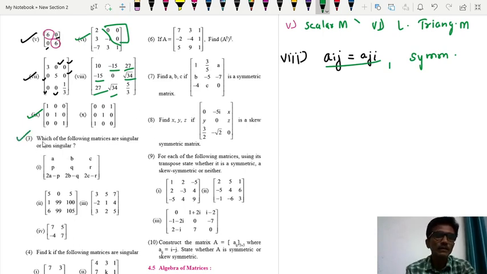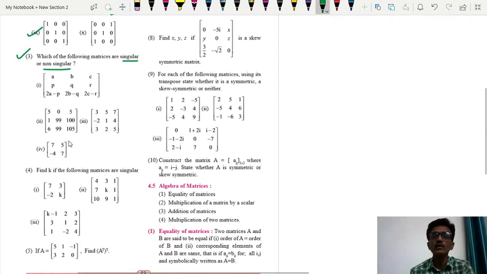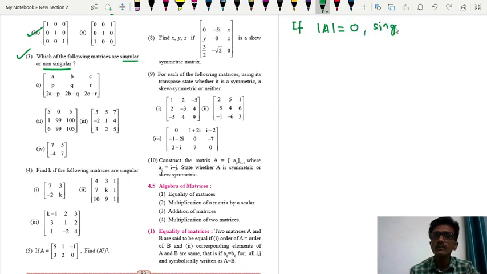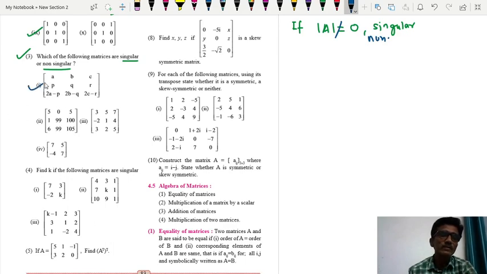Question number 3. Which of the following matrices are singular matrix or non-singular matrix? So how do we decide singular and non-singular matrix? If the determinant of the matrix is 0, then it is a singular matrix, and if it is not equal to 0, then non-singular. If not 0, then non-singular. So the first matrix is this.